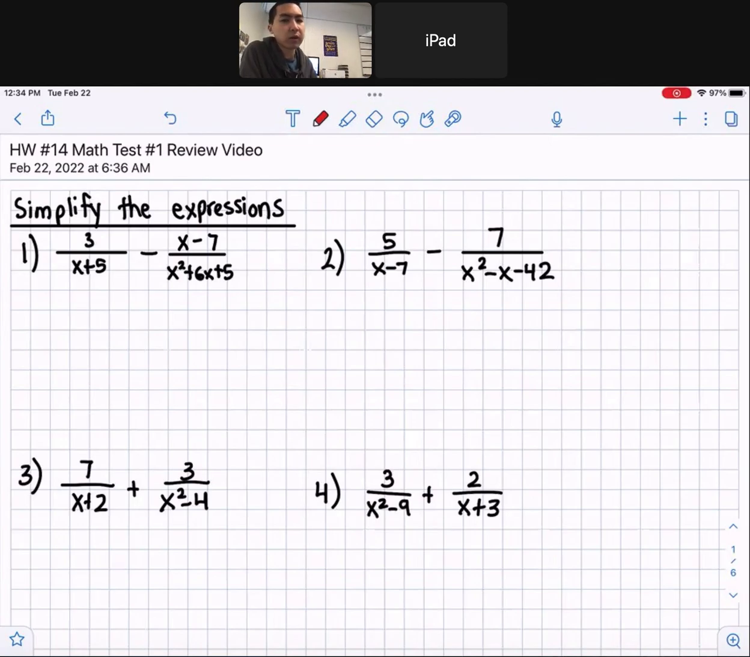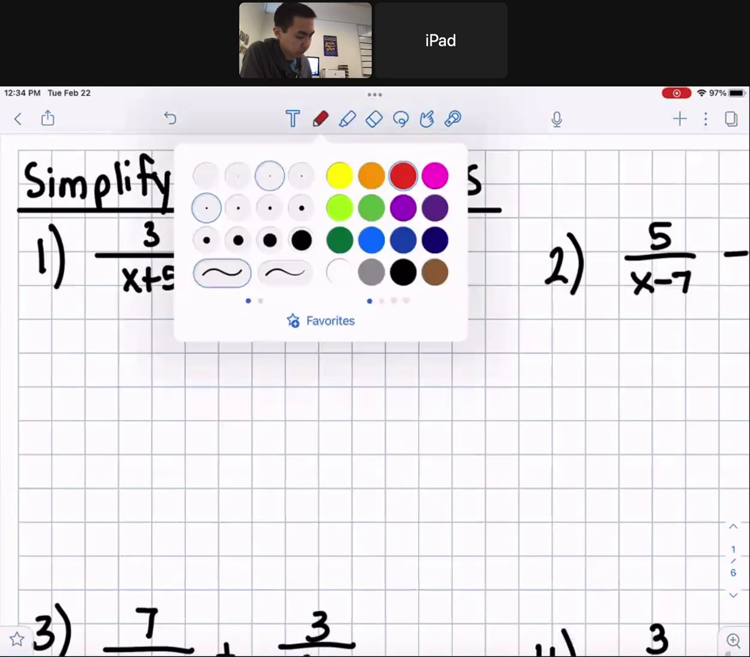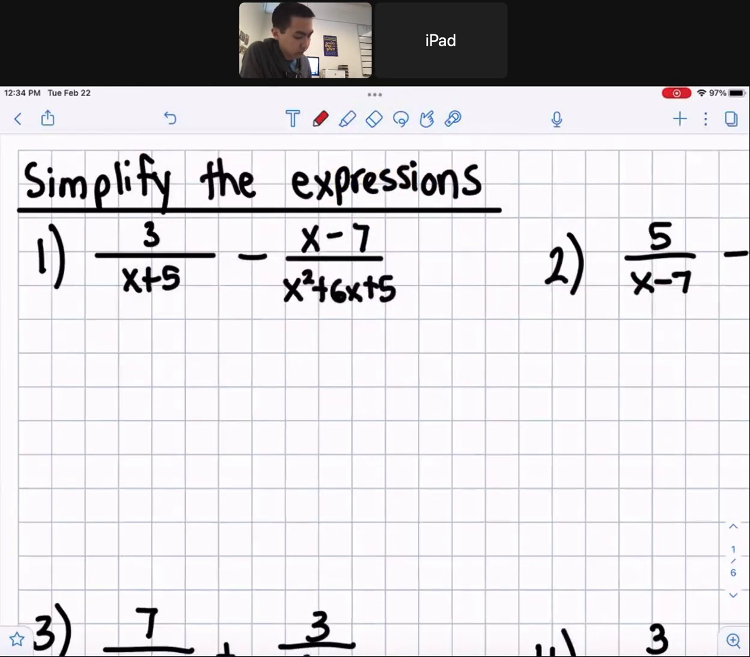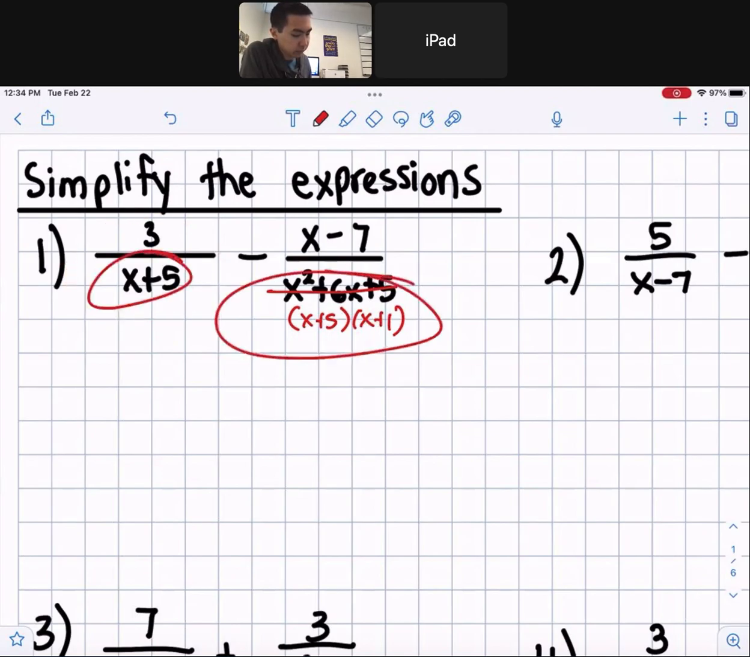So for number 1, now we're dealing with expressions, and with expressions, when we add or subtract, you have to get the denominators to be the same. So for this problem right here, first we should probably factor this. And if we factor that, we're going to get x plus 5 times x plus 1. So basically, in order for this denominator to match up with this, we need to multiply this side by x plus 1 to top and to bottom.